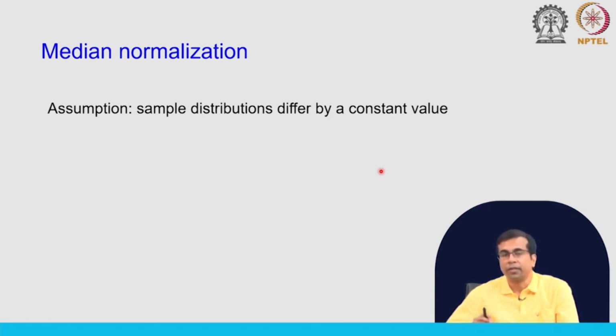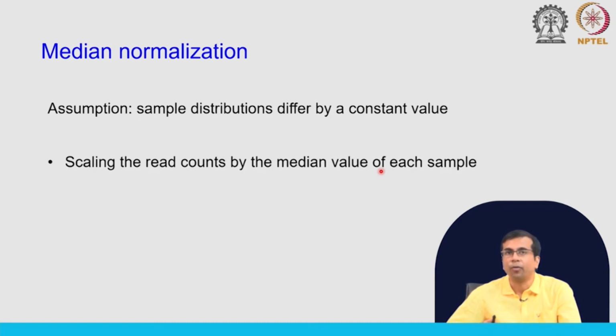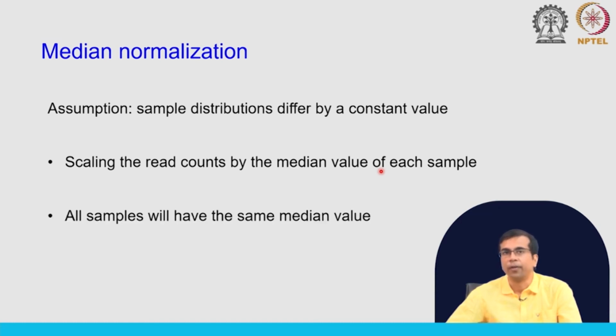Once we start with this assumption, the goal becomes very simple. We scale the read counts by the median value of each sample. We calculate the median and we scale the read counts by the median value. At the end of the normalization, all samples will have the same median value. That is the idea behind this normalization.